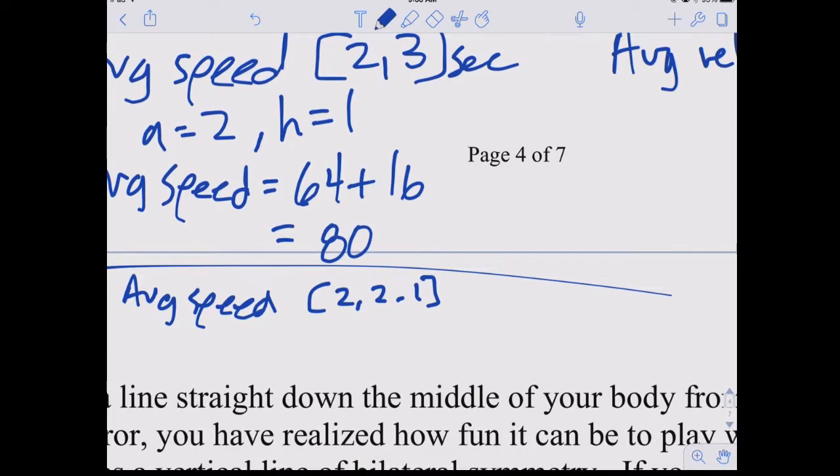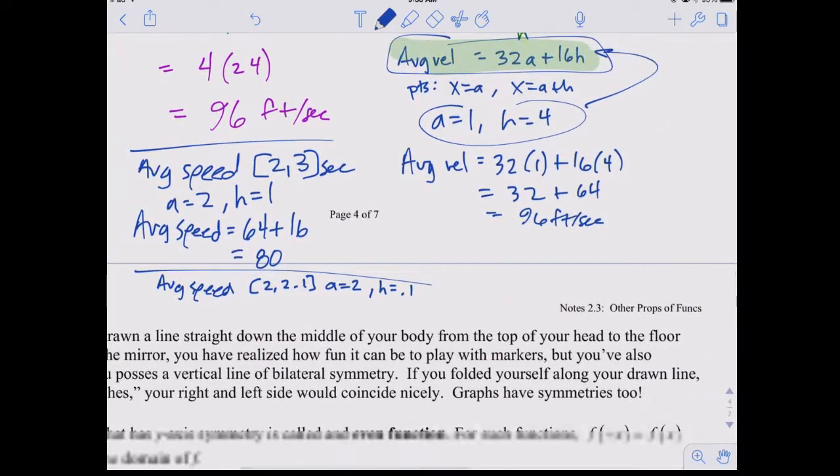We could do it by formula now because for us, A is 2 and H is 0.1. I can plug it into my handy-dandy formula, which I have written in my notebook. So the average speed on that tenth of a second interval is going to be 2 times 32, that's our A value, which is 64, plus what's 16 times 0.1? Right, which is 1.6. And that's going to be 65.6.